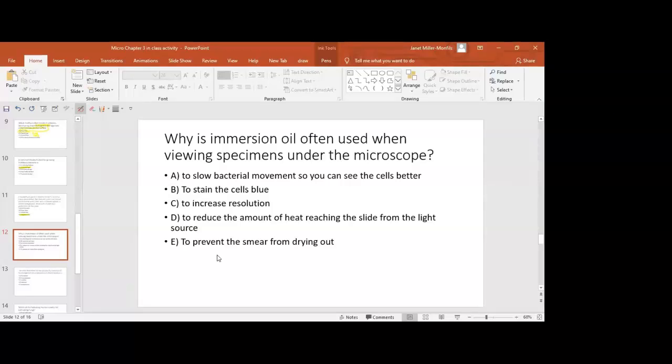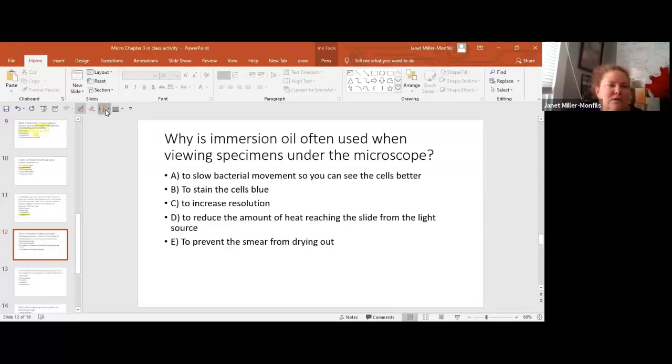Is it C? Yes, it is to increase the resolution. Good job. So if we look through my water bottle, things are distorted, right? But if we fill this with oil and look through it, it's going to be a crisp and clear image. You only use oil immersion on specific objective lenses. Don't use it on a non-oil lens or else you'll ruin it, or somebody will have to spend a lot of time cleaning it.